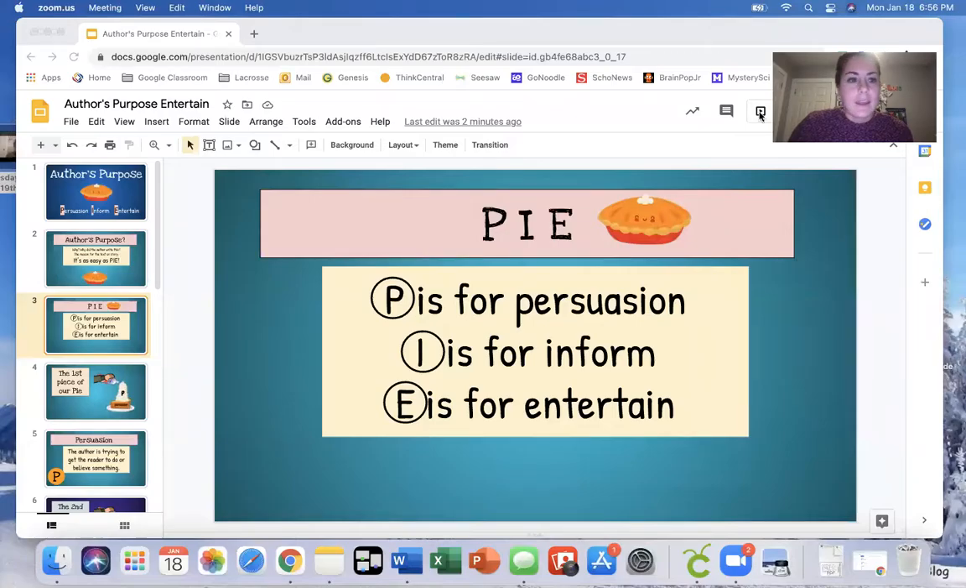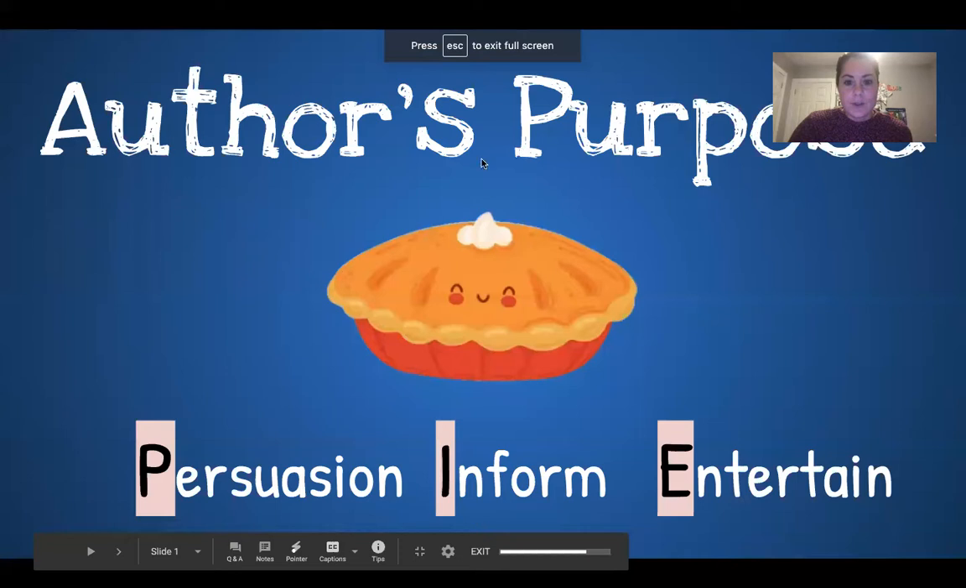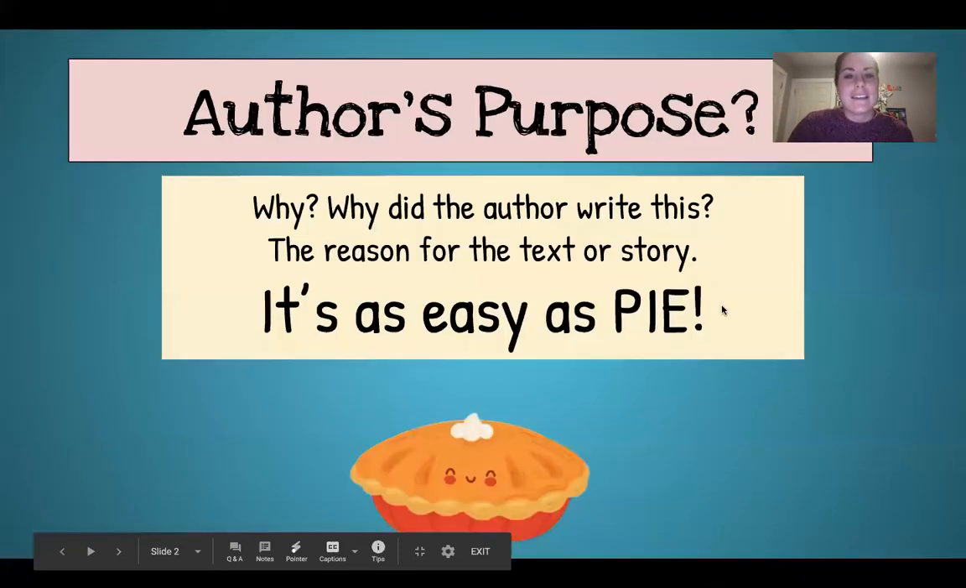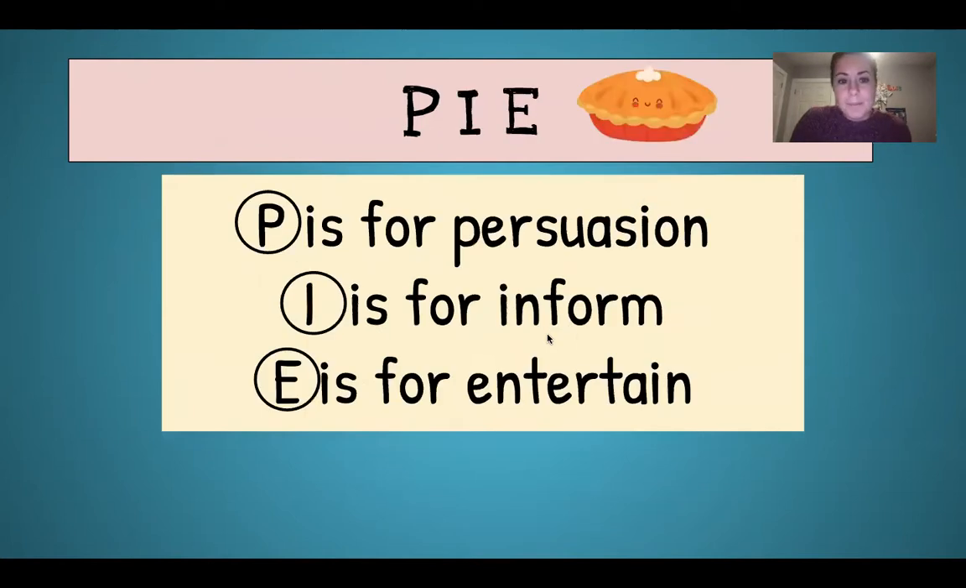So I do want to review all of the author's purpose, the P and the I and the E. So I'm going to share my screen. Okay. So remember author's purpose, that cute little pie right there, the P-I-E. So again, what's the author's purpose? The why. Why did the author write this story, right? The reason for the text of the story. Why did they spend the time to make this book for us? Why? All right, so it's easy as pie to remember.